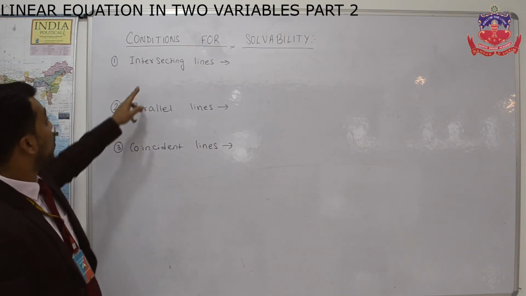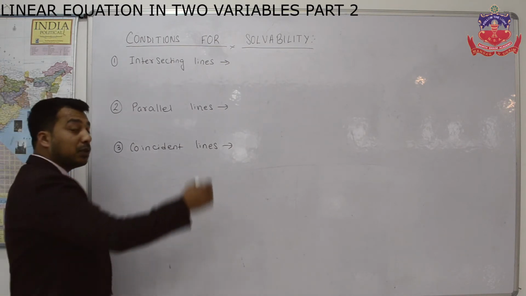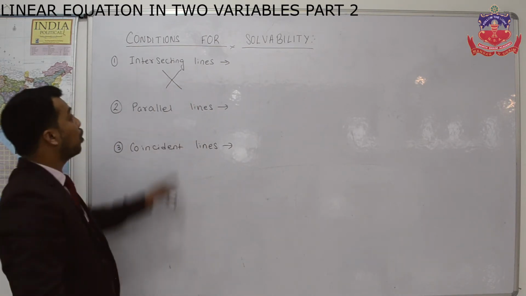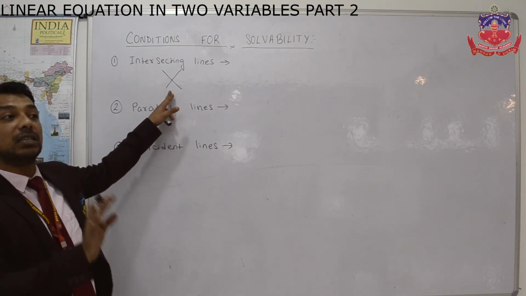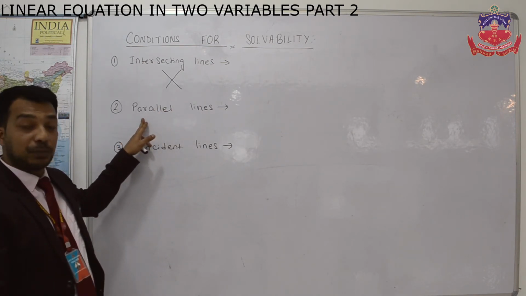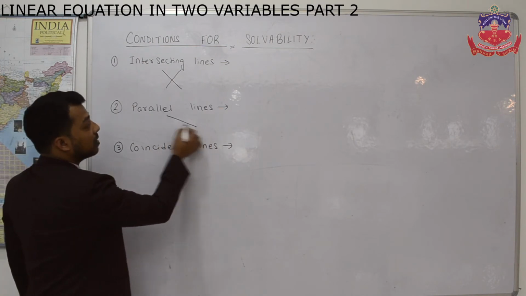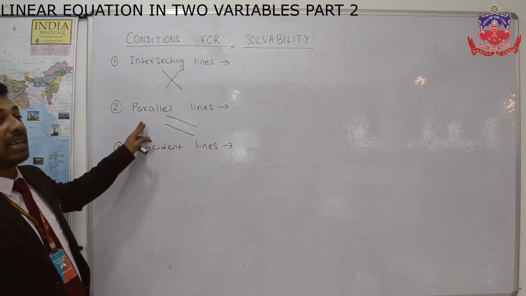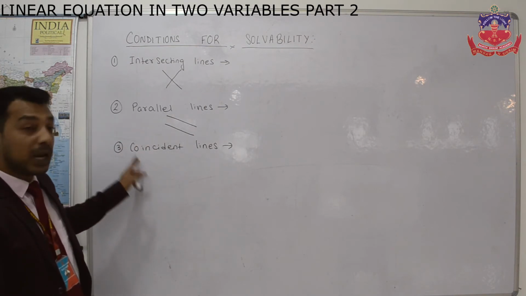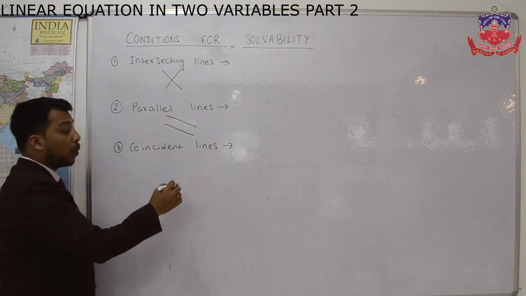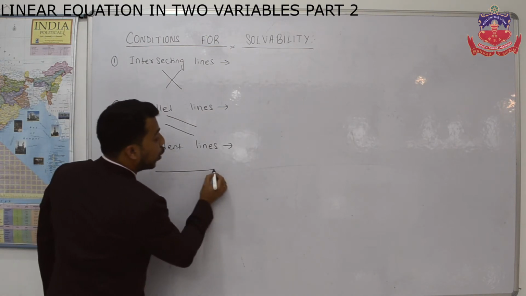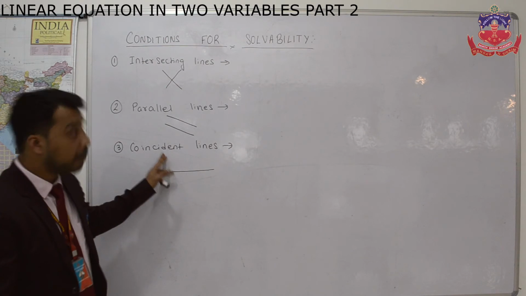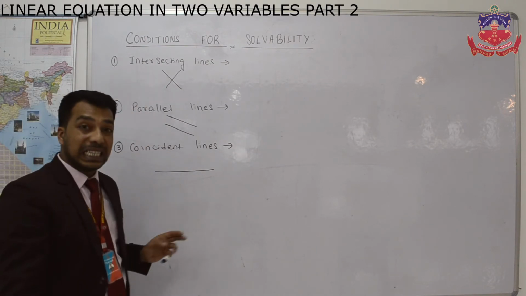coincident lines. Now what is the meaning of intersecting is, if suppose on the graph you get the 2 equations as this, that is almost like an x, that is known as your intersecting. Parallel lines means when the 2 equation lines come as parallel on the graph, it is known as your parallel lines. And coincident means when the 2 equation solutions are joined by a single line, it is known as your coincident. Am I clear?